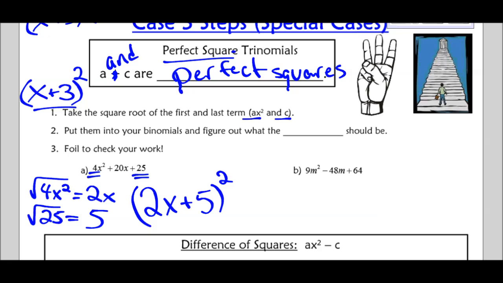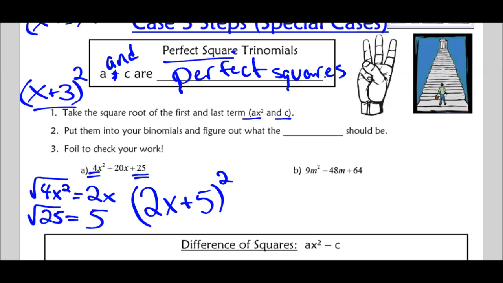It only works if the first thing and the last thing are both perfect squares. The only reason that works is because 4 is a perfect square and because 25 is a perfect square. Otherwise, that's not going to work. Can we fill in that one blank?